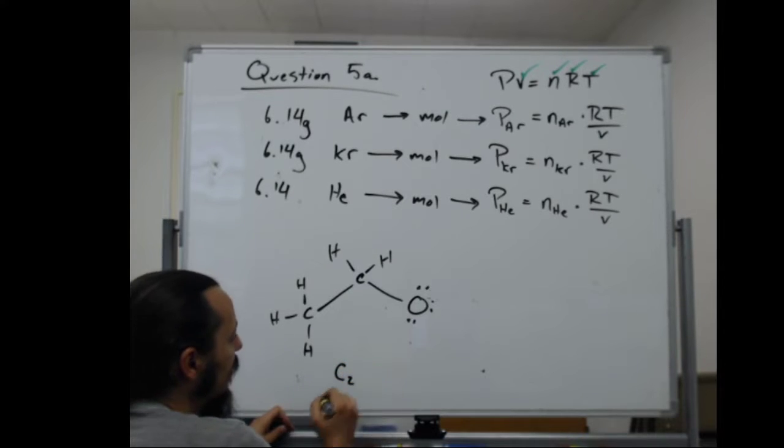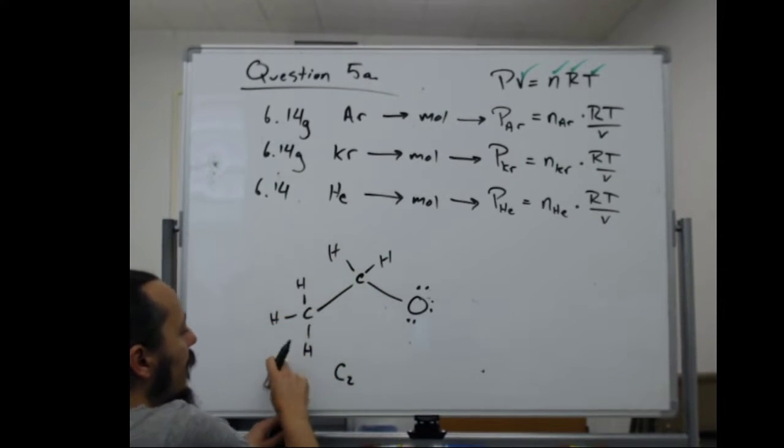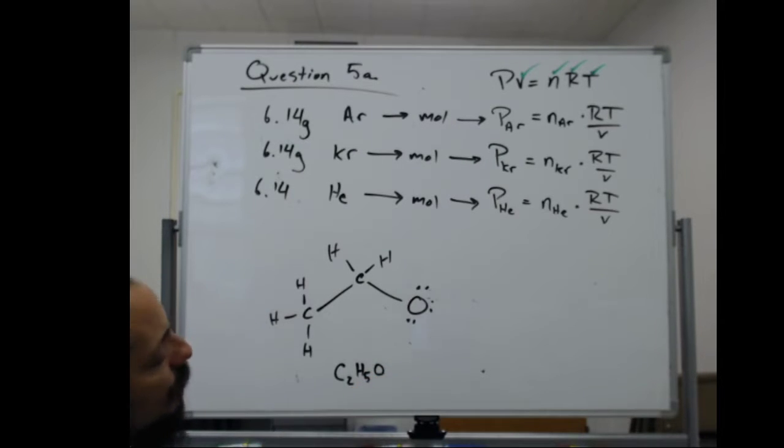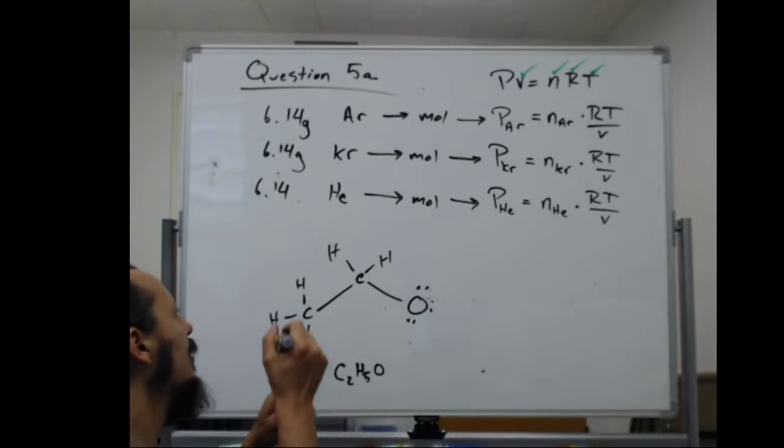So it's going to be C2, H1, 2, 3, 4, 5, H5, O. And we don't really put O1, like if there's an oxygen, the 1 is assumed. So we put C2H5O for that question. That was practice problem 1.